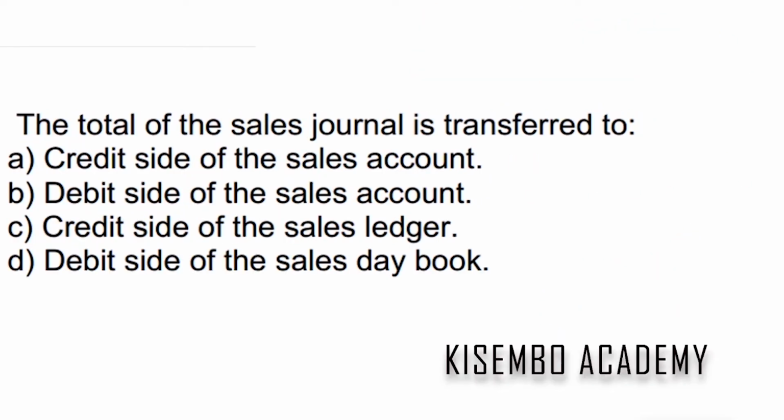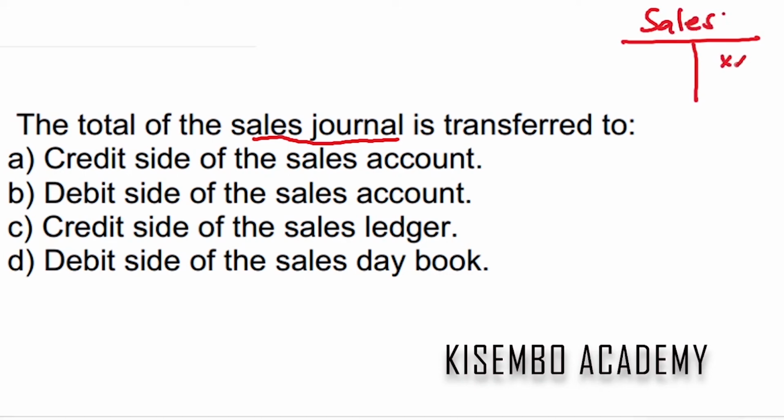All right, the total of the sales journal is transferred to... Now, when you're talking about the total of the sales journal, the sales journal is also called the sales daybook, and it records credit sales. So at the end of the month, we get the total of this sales journal and we put it on the credit side of the sales account. That is how we do it. So the answer here is on the credit side of the sales account.